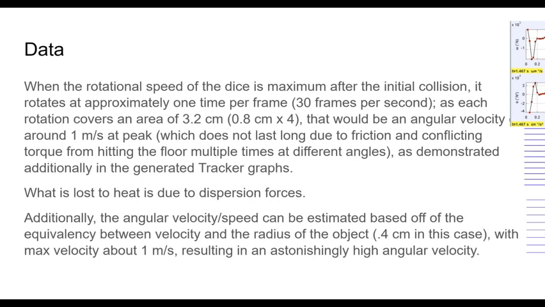Additionally, angular velocity can be estimated based off the equivalency between velocity and the radius of the object, with max velocity about 1 meter per second, resulting in an astonishingly high angular velocity.